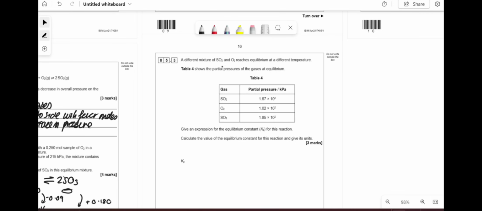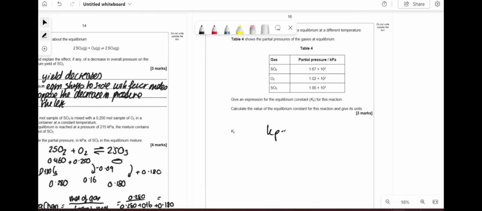A different mixture of SO2 and O2 reaches equilibrium at a different temperature. Table 4 shows the partial pressures of these gases at this equilibrium. Give an expression for the equilibrium constant for this reaction and then calculate it and give its units. So Kp is going to equal the partial pressure of your product squared all over the partial pressure of your reactants, which in this case is going to be squared because there's a 2 here, times the partial pressure of O2, like so. Do not write square brackets because this is partial pressures we're dealing with, not concentration.